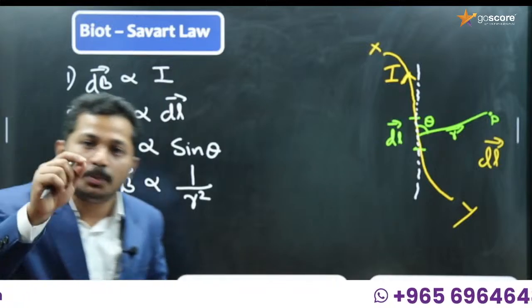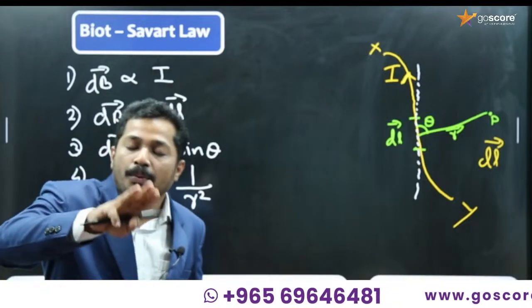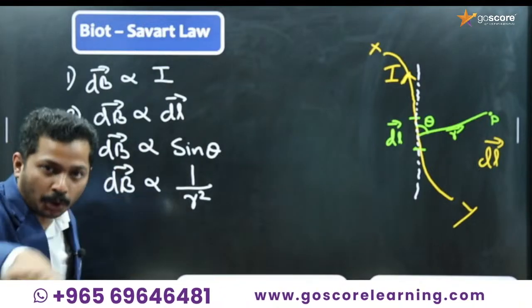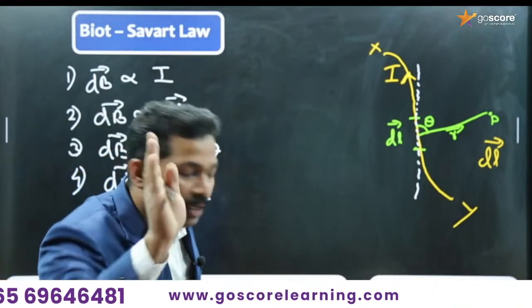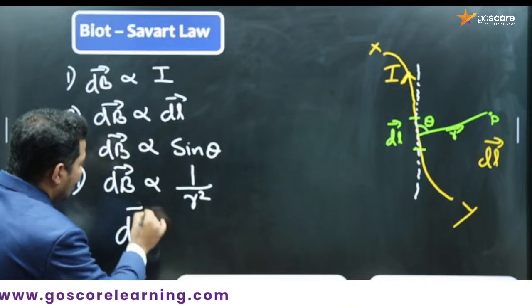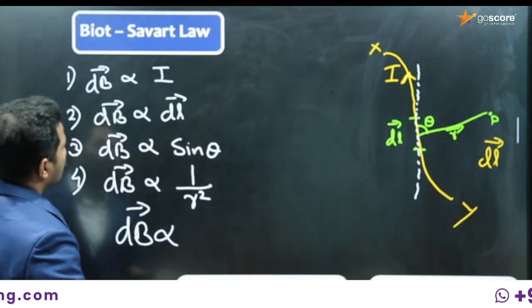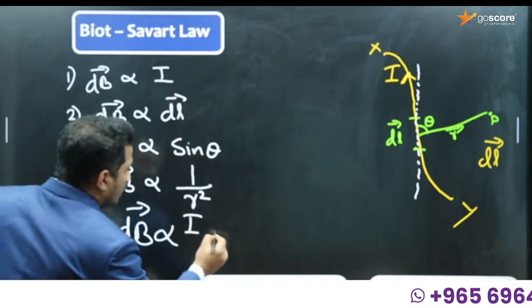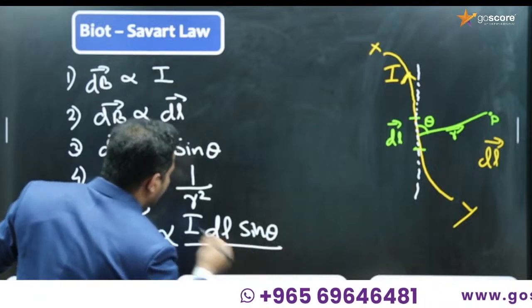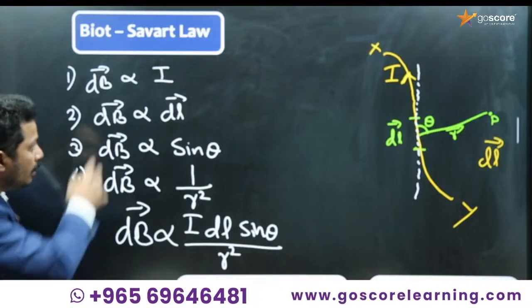So these are the 4 points. First point, dB is proportional to I. Second point, dB is proportional to dl, the length of the current element. Third point, dB is proportional to sin theta. And the final one, dB is inversely proportional to r square, or dB is proportional to 1 by r square. Okay, so how can we combine it? Simply we can write it together. dB is proportional to I, then dl, and then sin theta divided by r square. Can I write it like this?